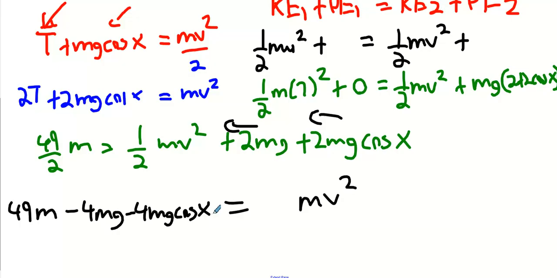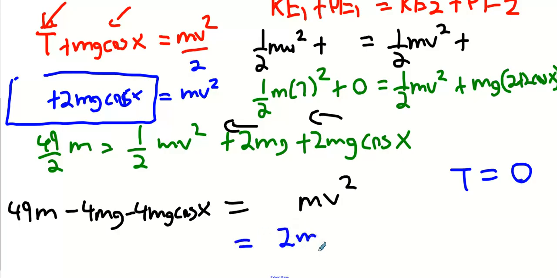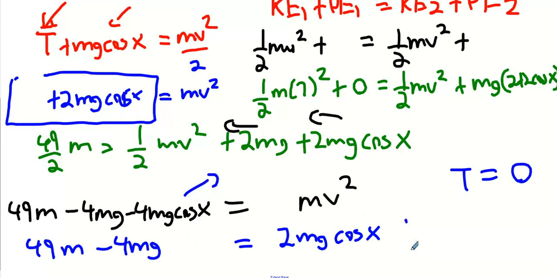Is that okay? Now, what can I say now? Yeah. What can I say about t? T is going to equal 0 at the point it comes slack. So see that t? Gone. What's left then? mv squared is 2mg cos x. I'm going to bring that 4mg out your side.